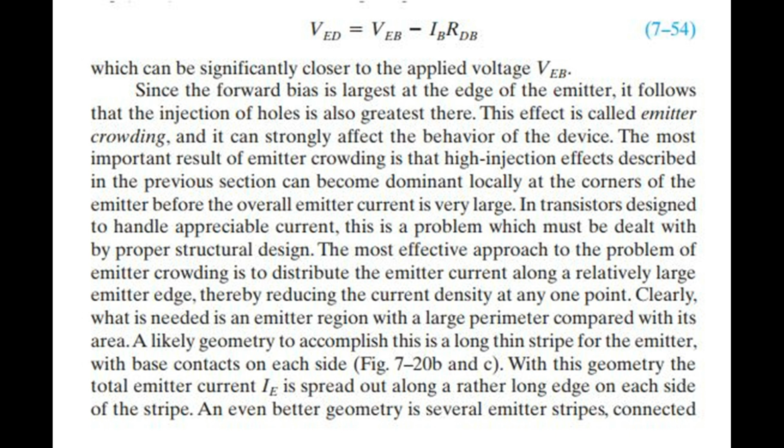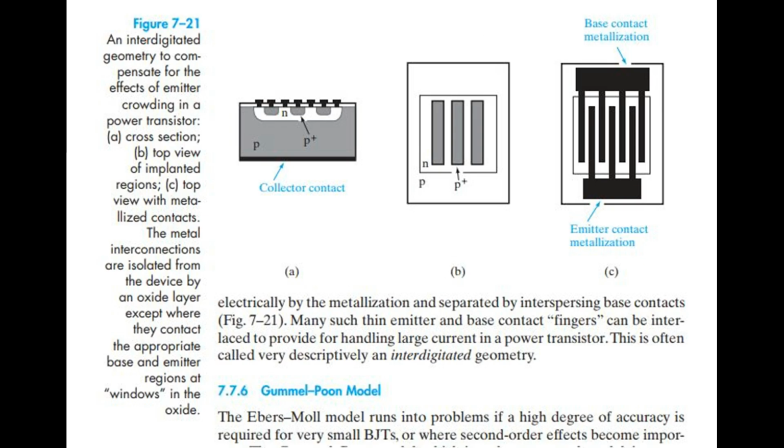An even better geometry is several emitter stripes, connected electrically by the metallization and separated by interspersing base contacts, Fig 7.21. Many such thin emitter and base contact fingers can be interlaced to provide for handling large current in a power transistor. This is often called, very descriptively, an interdigitated geometry. Figure 7.21, an interdigitated geometry to compensate for the effects of emitter crowding in a power transistor. A. Cross-section. B. Top view of implanted regions. C. Top view with metallized contacts.